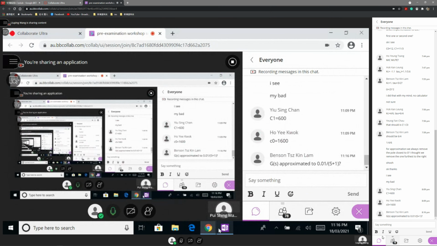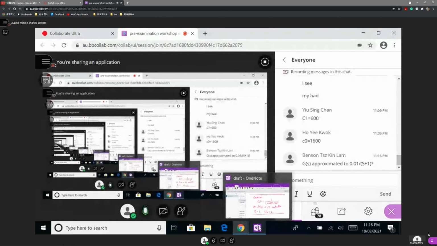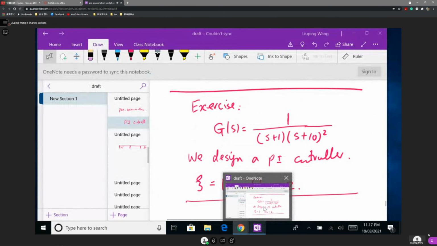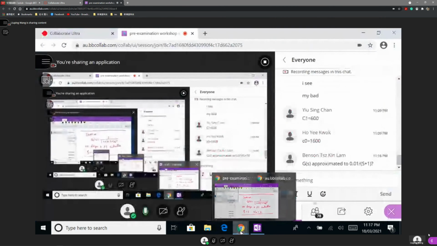Yes, Ben. It's good. Yes. 0.01 is plus 1. Yes, very good. So we have two poles at minus 10, right? And then it becomes, so you take it out, right? Then the gain becomes 0.01. Yes. Very good. Anybody else see it?